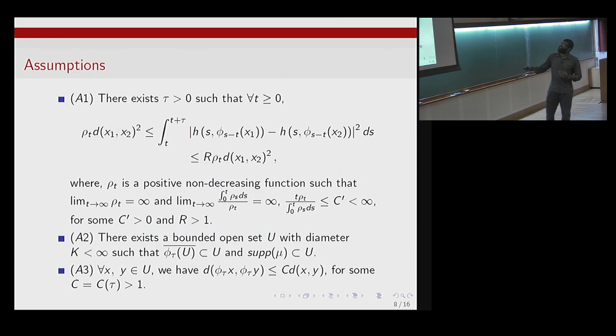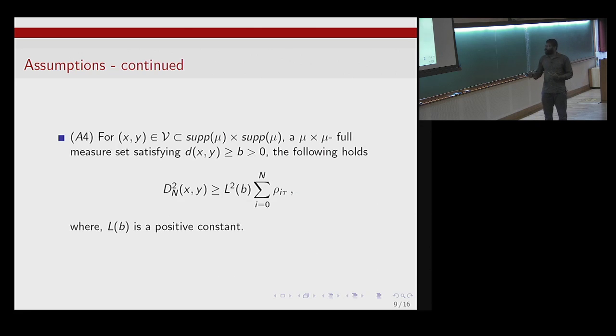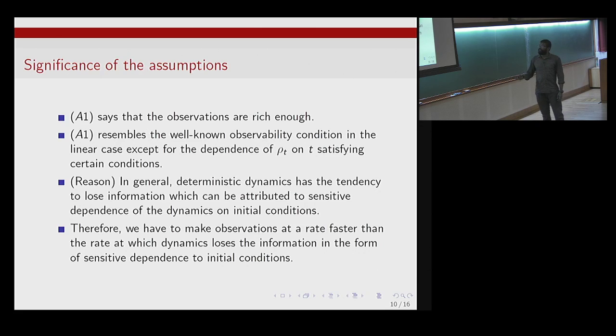In the linear case, rho t is constant. Here, rho t is increasing with some regularity properties. And the reason is because deterministic conditions naturally have a tendency to lose information via sensitive dependence or chaotic properties or things of that sort. So what we are really trying to do is, because we want information about the initial condition, you have to make observations at a faster rate than the rate at which the information is lost. That is really the scenario which is at play here.